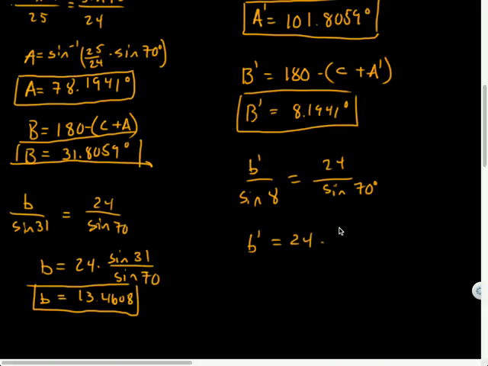So 24 times the sine of this 8-ish degree angle over sine of 70. I'm going to use my full approximation of the 8 degree angle. So 24 times the sine of second answer divided by sine of 70, close parentheses. And I get little b prime is equal to 3.6402.